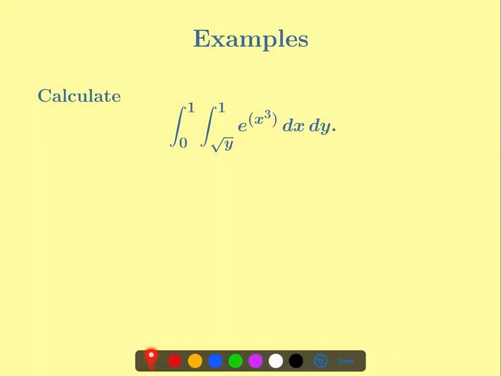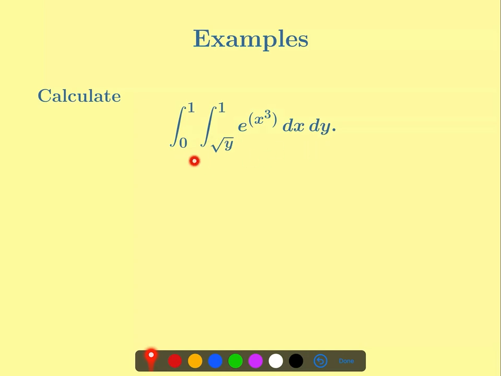Let's try another example. So here we're faced with just calculating the value of this double integral. We have e to the x cubed we're trying to integrate with respect to x, and some region we're integrating over in the xy plane.